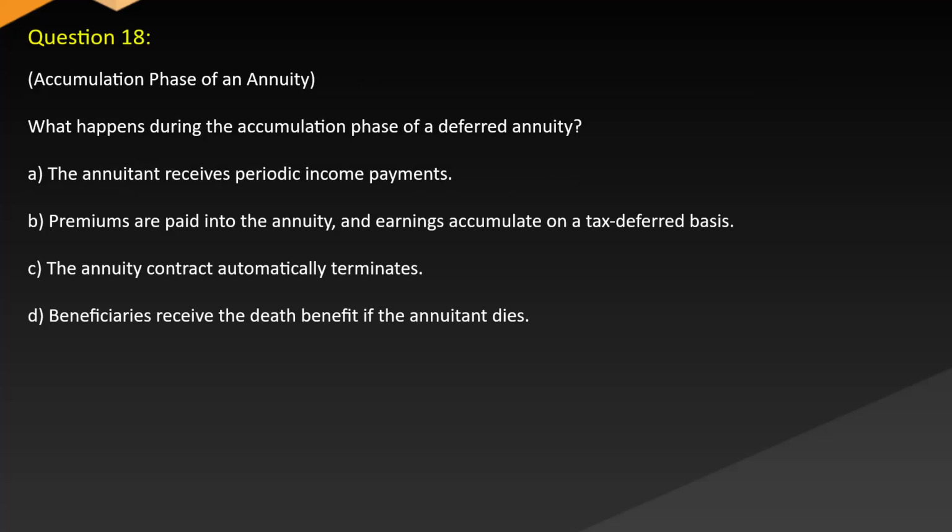Question 18. Accumulation phase of an annuity. What happens during the accumulation phase of a deferred annuity? A. The annuitant receives periodic income payments. B. Premiums are paid into the annuity and earnings accumulate on a tax-deferred basis. C. The annuity contract automatically terminates. D. Beneficiaries receive the death benefit if the annuitant dies.